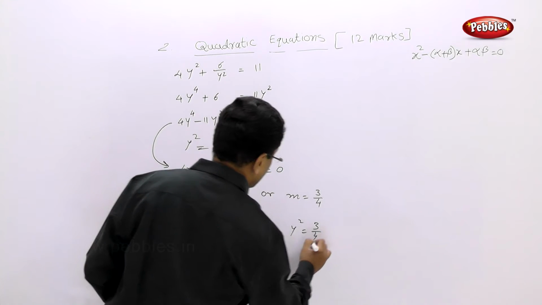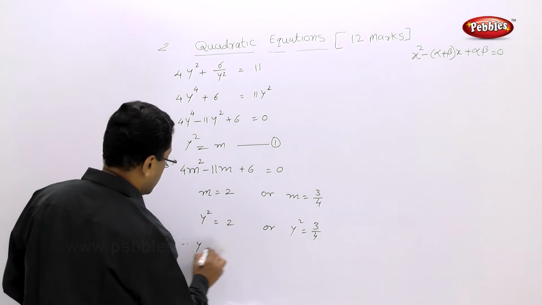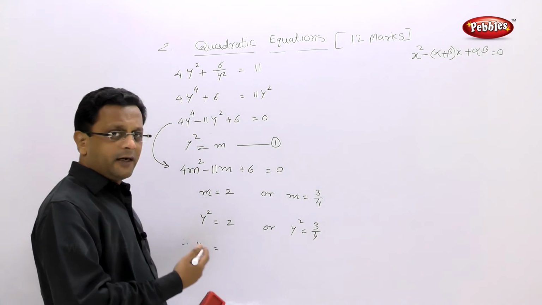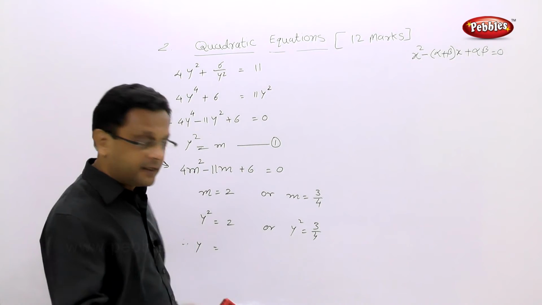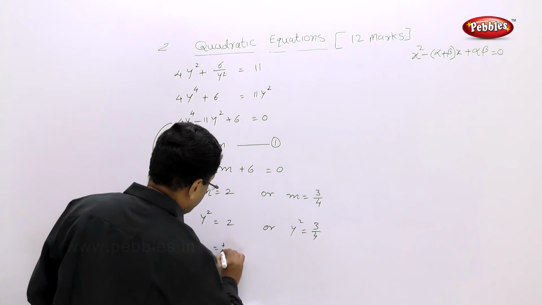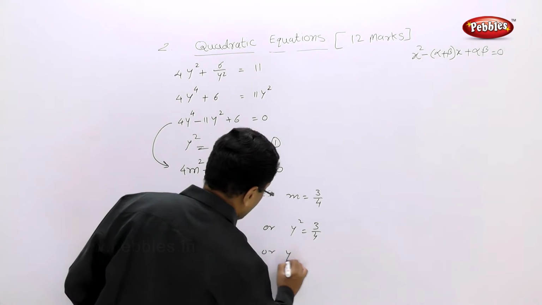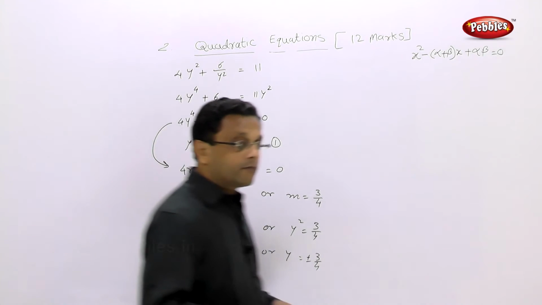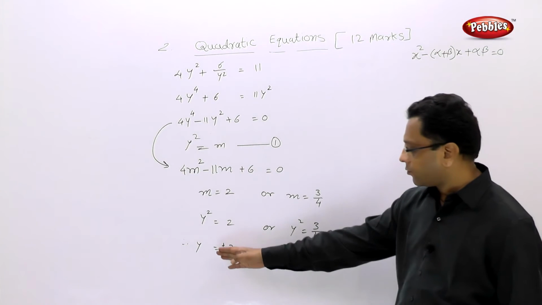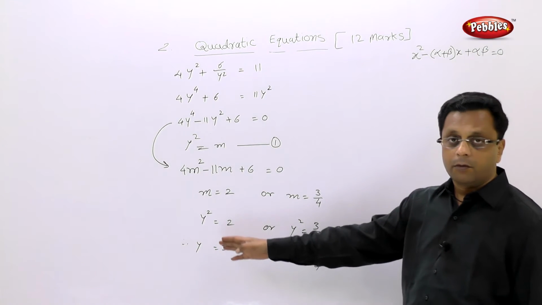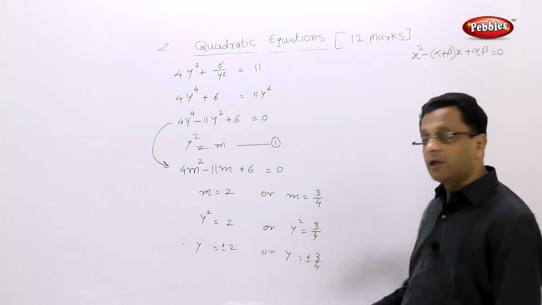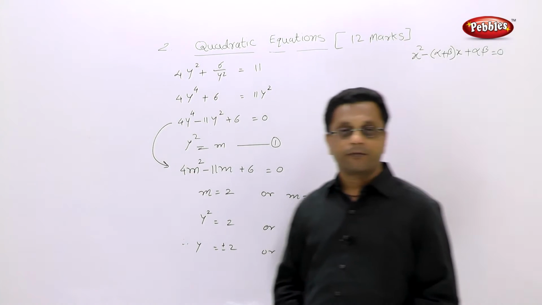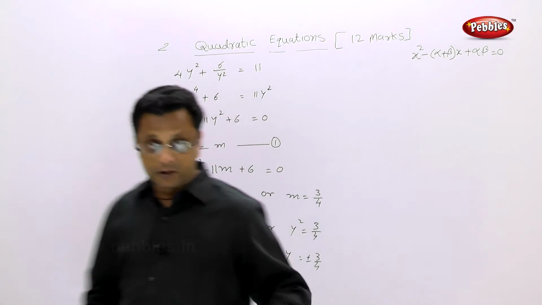3 upon 4, and hence y is equal to, you can write, taking square roots of both the sides, plus minus 2, or y is equal to plus minus 3 by 4. Answer is y is equal to plus 2, minus 2, plus 3 by 4, minus 3 by 4. You have to write the answer also at the end.